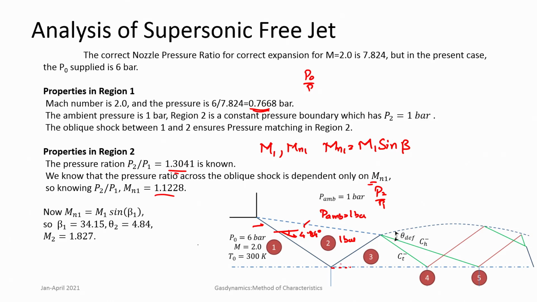Pressure in this region is 1 bar, but in order to make sure that the flow remains parallel at the line of symmetry, this shock wave develops between region 2 and 3. So, Mach number in region 2 is 1.827. This is just by oblique shock equations, you can solve for it.